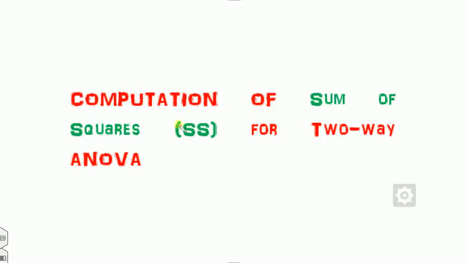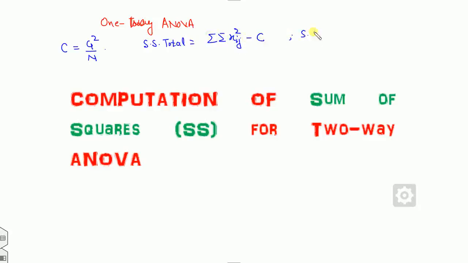Now how do you compute the sum of squares for the two-way ANOVA? We know how to compute the SS for the one-way ANOVA. We have already seen it in the last 2 videos. Firstly, we calculate the correction term C, that is G square by N. Then we calculate the SS total using the double summation of Xij square minus C. And then the SS between the groups in the one-way ANOVA is the summation of Ti square divided by Ni, minus C. This is the procedure for the one-way ANOVA.